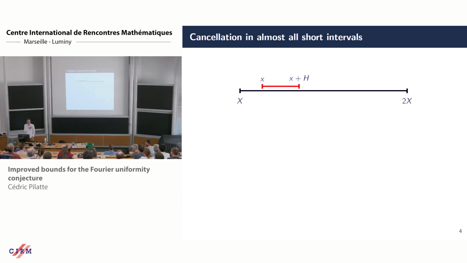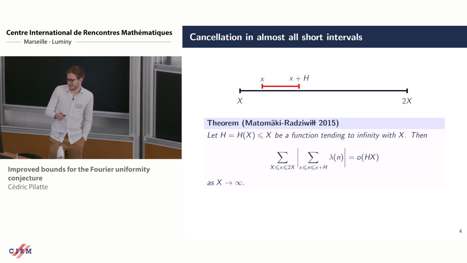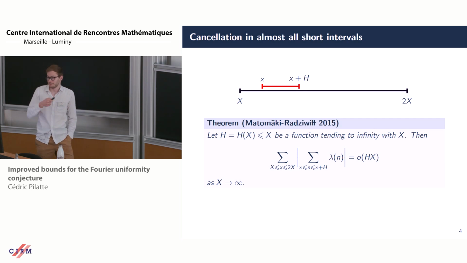I'm going to look at the Liouville function in short intervals, more precisely in almost all short intervals. So here I have a long interval from x to 2x, and inside it I'm going to look at a typical window of size h. And for this there is the spectacular theorem of Matomäki and Radziwiłł from 10 years ago that says that you can take your window h as a function of x. If it tends to infinity with x, then we know that in almost all short intervals there will be cancellation. So for a typical window, if you look at the partial sums of Liouville, you have cancellation.